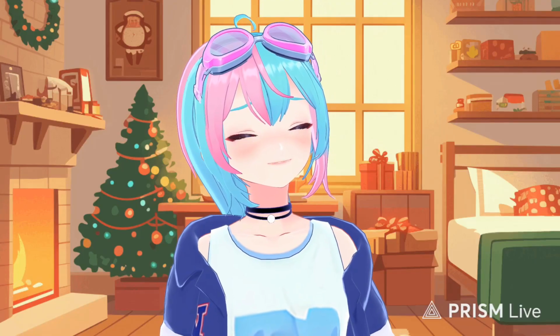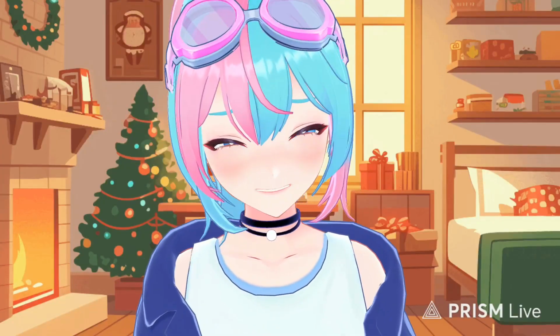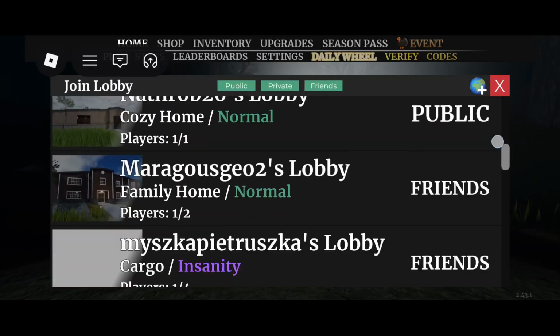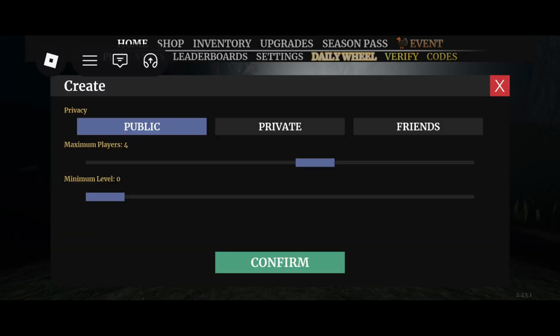Today Amy wants to teach you how to play Specter in Roblox, which is one of Amy's favorite games on Roblox. The link to the game will be in the description below, okay? So there are 3 ways to join the game. The first one is quick play, which pushes you instantly to a public lobby, or creates a new one if there's none available. You can also browse the lobby servers. The best way to play is to host your own lobby so you can customize it.